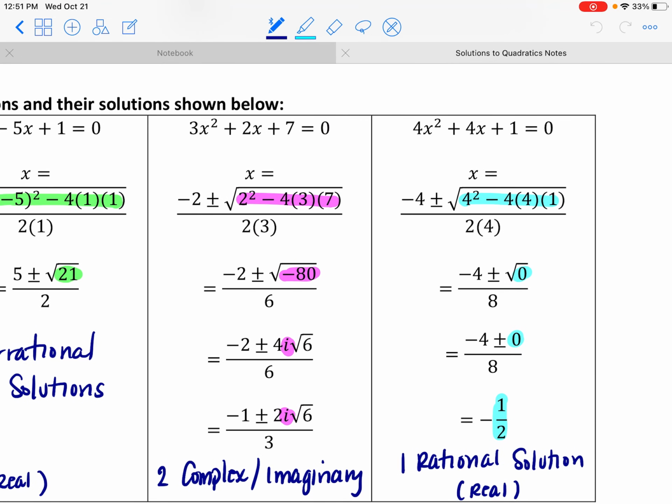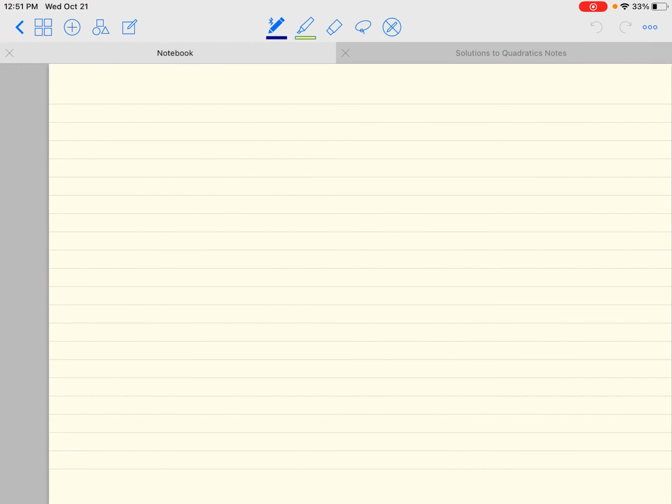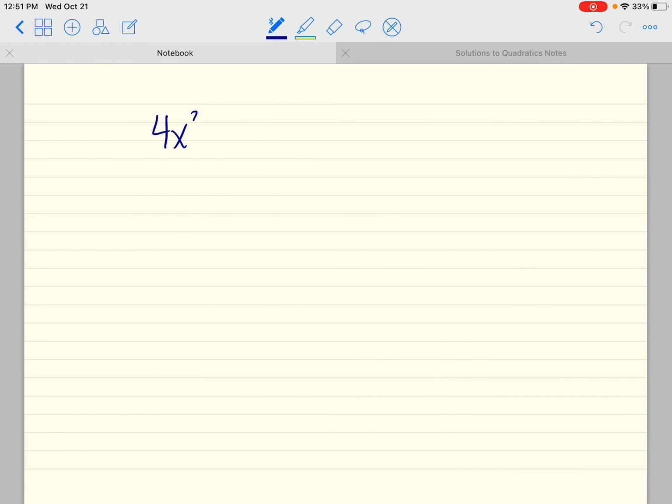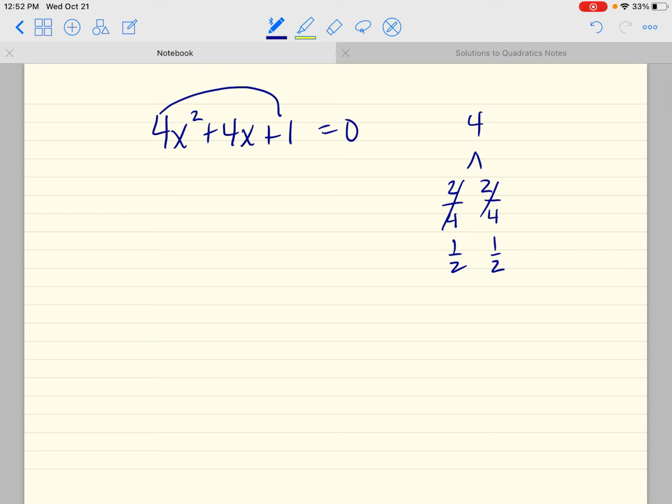So let's go back to the actual equation, 4x squared plus 4x plus 1. Let me take you to a second page here. 4x squared plus 4x plus 1. This is actually factorable. Factors of 4 that make 4 are 2 and 2. And if I divide them both by 4, they both reduce to a half. And what happens is I get 2x plus 1 and 2x plus 1.